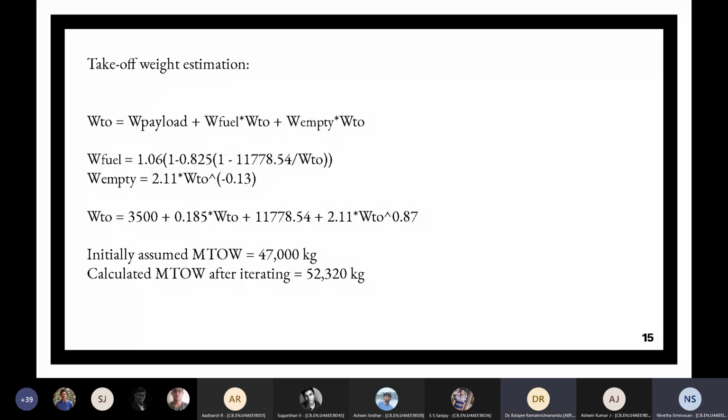And this was the final takeoff weight estimation formula, which we took from Corke. We've accommodated for the reserve fuel here as well. And this was the empty weight fraction using, I think it's called structure ratio. Using that, we've estimated the empty weight using the takeoff weight. And this is the formula which we used. Initially, we assumed a takeoff weight of 47,000 kg. After iterations, this is the weight we got, about 52,320 kg.